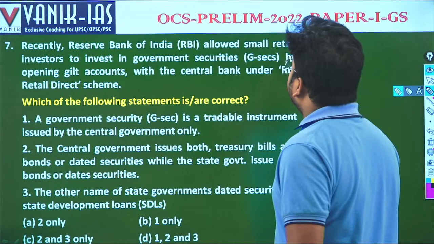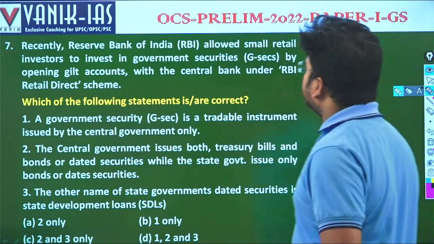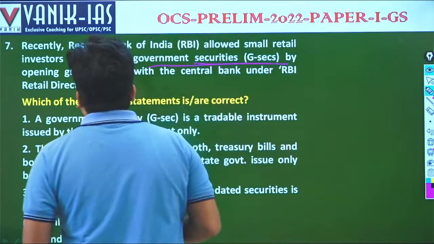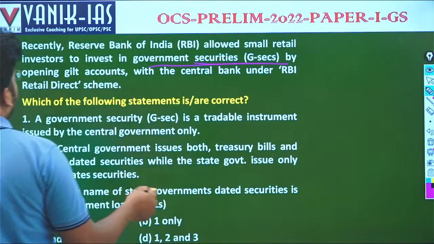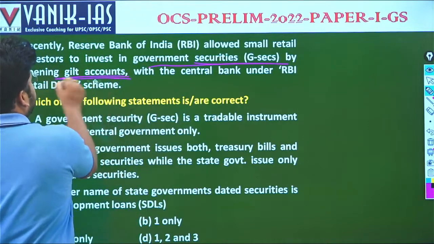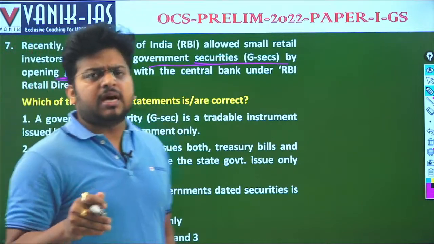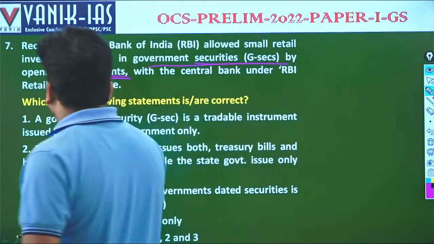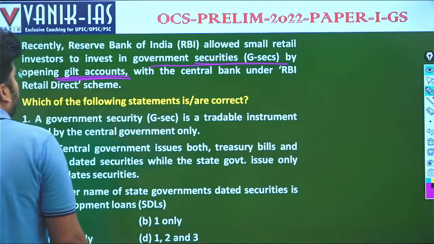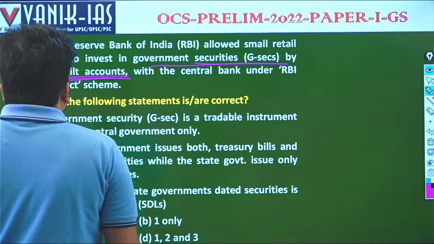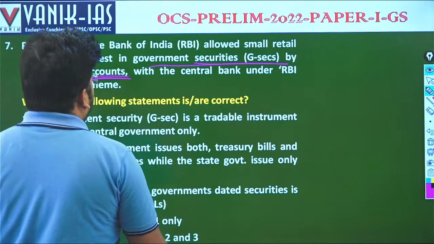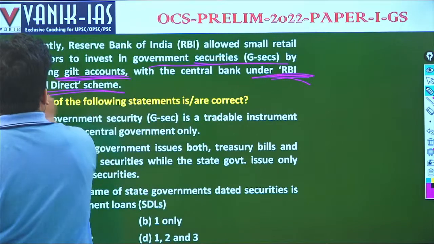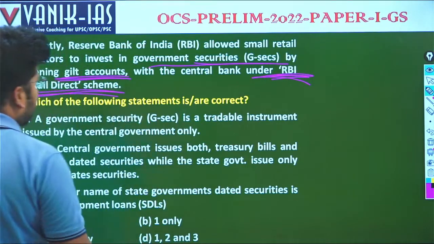Recently, the Reserve Bank of India, RBI, allowed small retail investors to invest in government securities, G-Secs, which is very important, by opening gilt accounts. Gilt account means they are secure accounts. Government securities are considered the most secure investment, right, rather than any other securities. Under the RBI retail direct scheme, RBI has started a facility where retail investors can also invest through gilt accounts. Recently it is started, right?